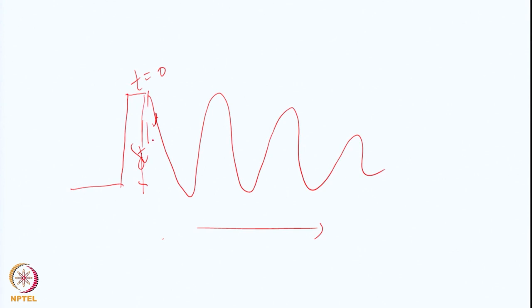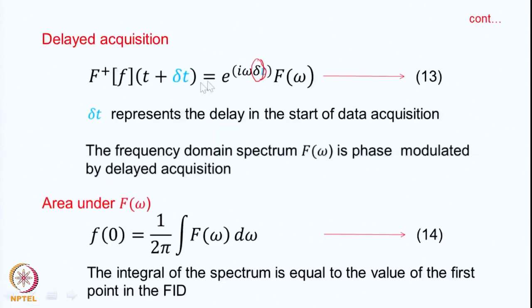However, if I wait for some time and insert a delay there, that means I don't start acquisition from here, but I start acquisition from there. So this time is delta T. What is the consequence of that? The consequence is that your frequency domain spectrum f of omega is multiplied by this phase factor e to the i omega delta T. And notice this depends upon the frequency, and depending upon what delta T is, at a different frequency we will have a different phase factor. Therefore, we have a frequency dependent introduction of phase into the frequency spectrum.